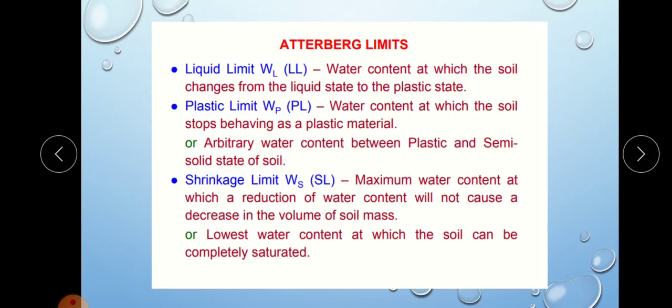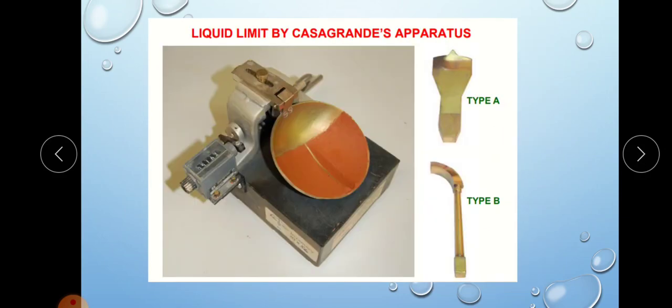Liquid limit is the water content at which the soil changes from liquid state to plastic state. Okay, that is liquid limit, indicated by WL. So the liquid limit is determined in the laboratory using the Casagrande apparatus.